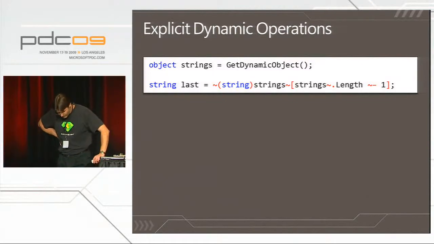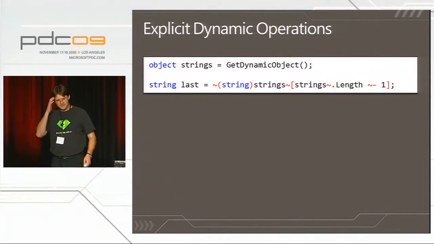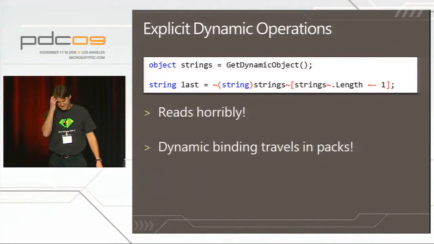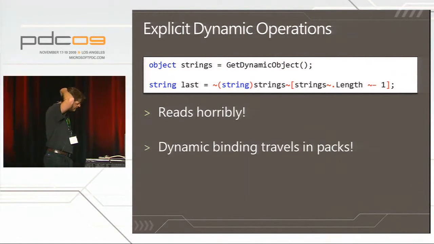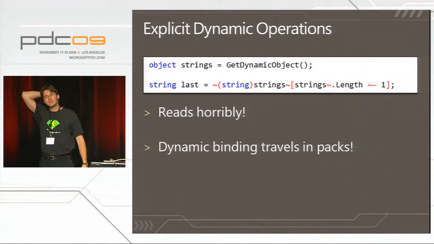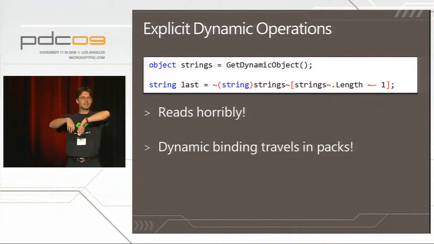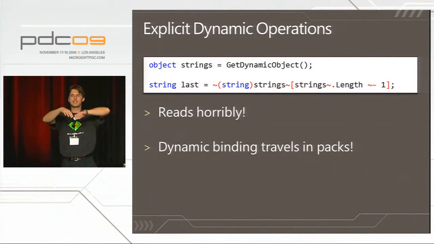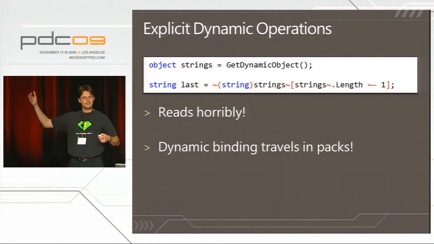So that's sort of how that first one went. It doesn't read so well. But it showed us something: dynamic often travels in packs, right? Once you have something dynamic, it sort of gets all dynamic for a little bit, and then it sort of peters off, which is why we need to put all these dynamic things in there.